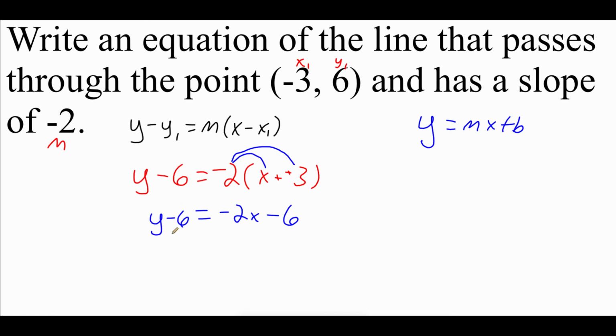Now, to get rid of that minus 6 on the left-hand side, we're going to have to add 6 on both sides. On the left-hand side, the minus 6 and the plus 6 cancel each other out. So we get y equals, we've got the negative 2x in there. And if we look on the right-hand side, we've got negative 6 plus 6. So that's going to cancel out as well. So we just get the equation y equals negative 2x.